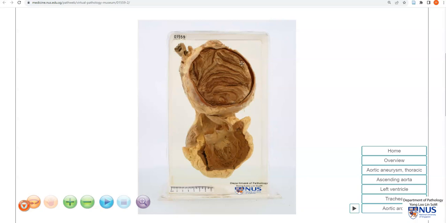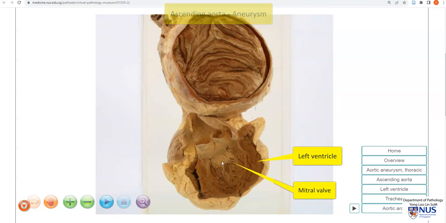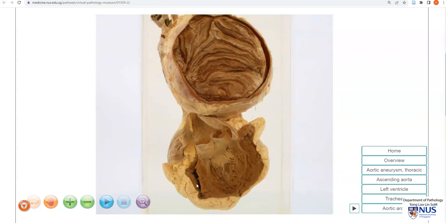Hello, this is a virtual pathology specimen of the heart with the ascending aorta in the thorax, and the diagnosis here is aneurysm of the ascending aorta. We can see here that this is the left ventricle that has been opened, and we have part of the mitral valve here. Over here is the aortic valve and a little bit of the right ventricle here.